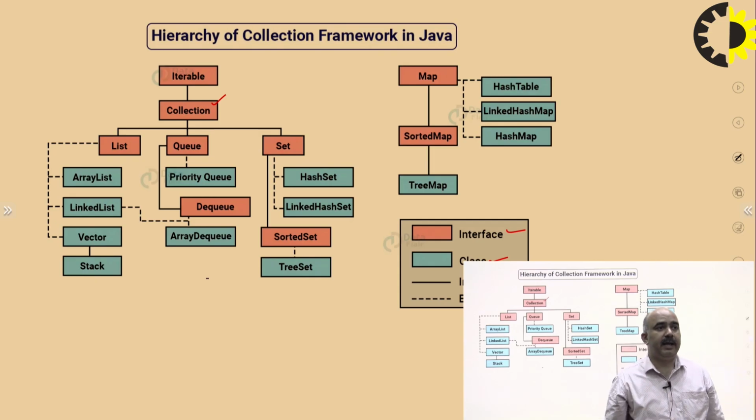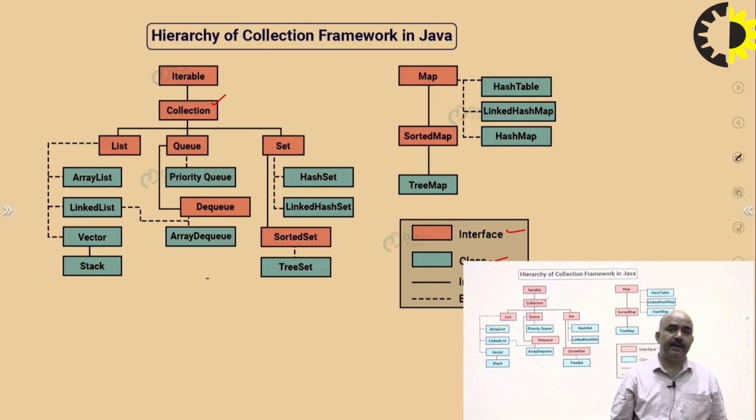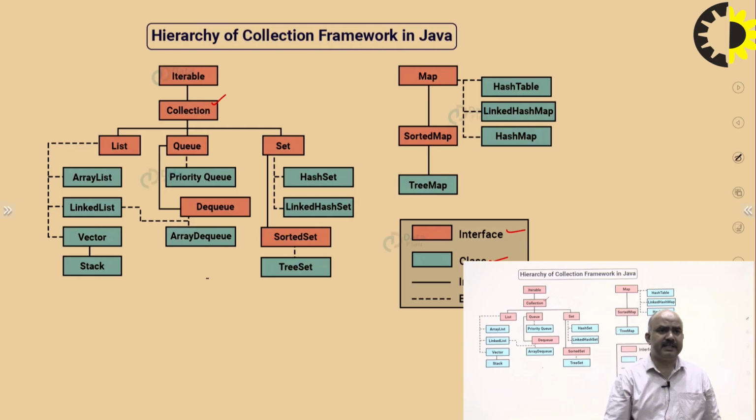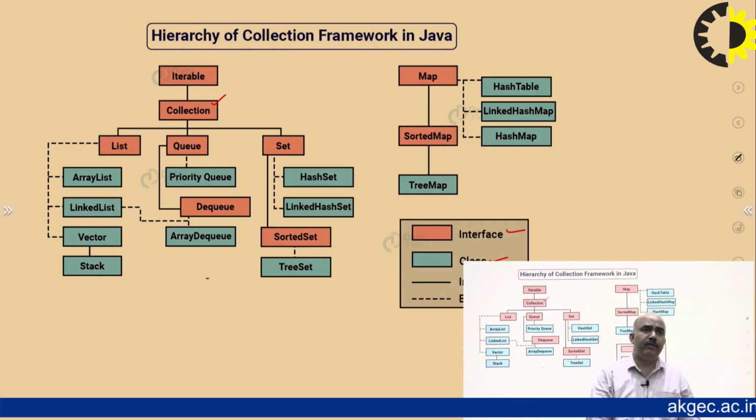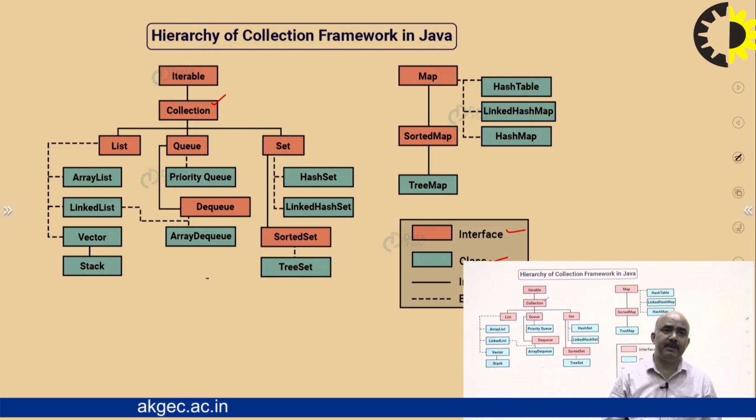In List we have ArrayList, LinkedList, and we have Vector and Stack. In Queue we have PriorityQueue, ArrayDeque, and Deque is further an interface. In Set we have HashSet, LinkedHashSet, SortedSet, TreeSet. And we have another one, Map, which is not part of Collection, where we have different classes which implement or extend Map, that is Hashtable, LinkedHashMap, HashMap, and so on.